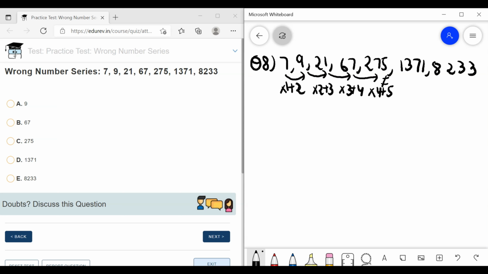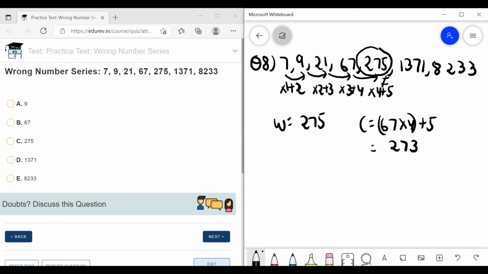And if we move from here, the pattern would be broken again, because we can see that even here it's not being formed properly. Therefore, our wrong number in the series would be 275. And what would be the correct one? The correct one would have been 67 into 4 plus 5, which comes out to be 273. Let's have a look at it.